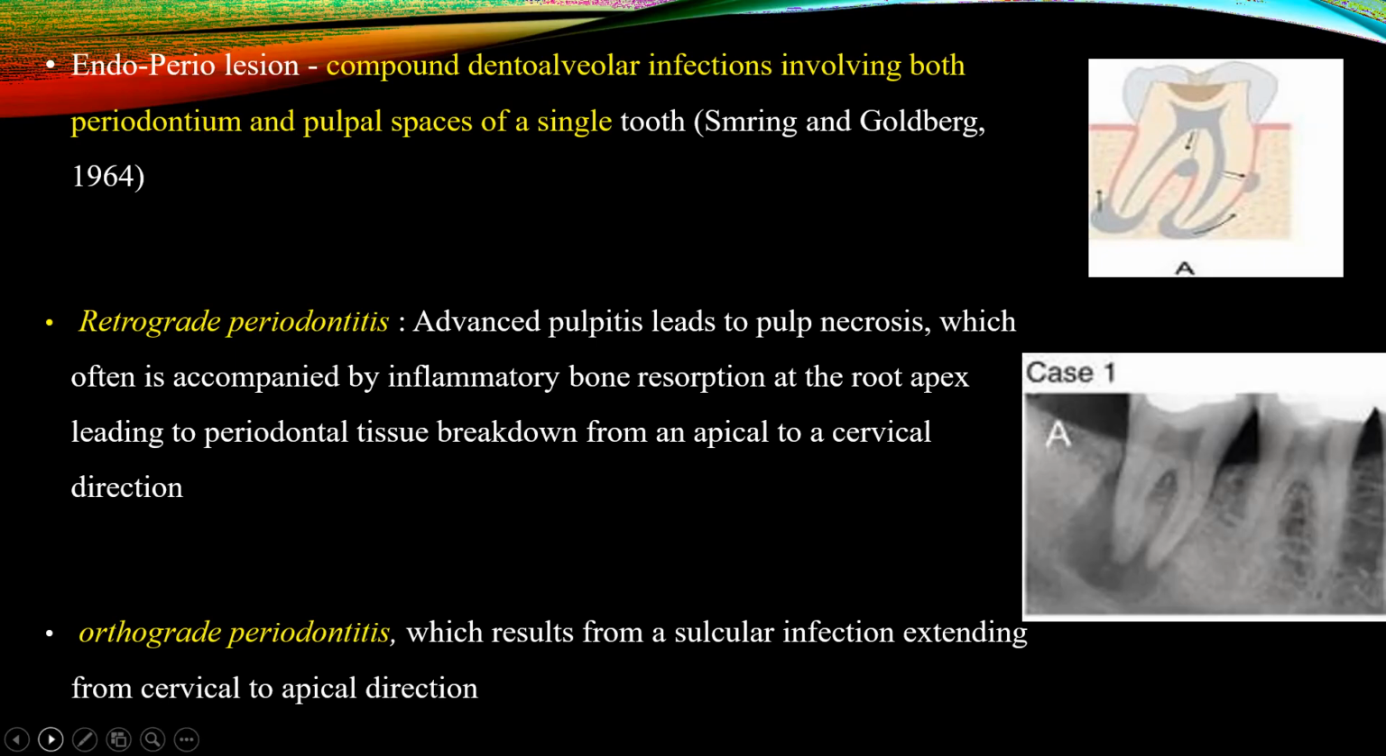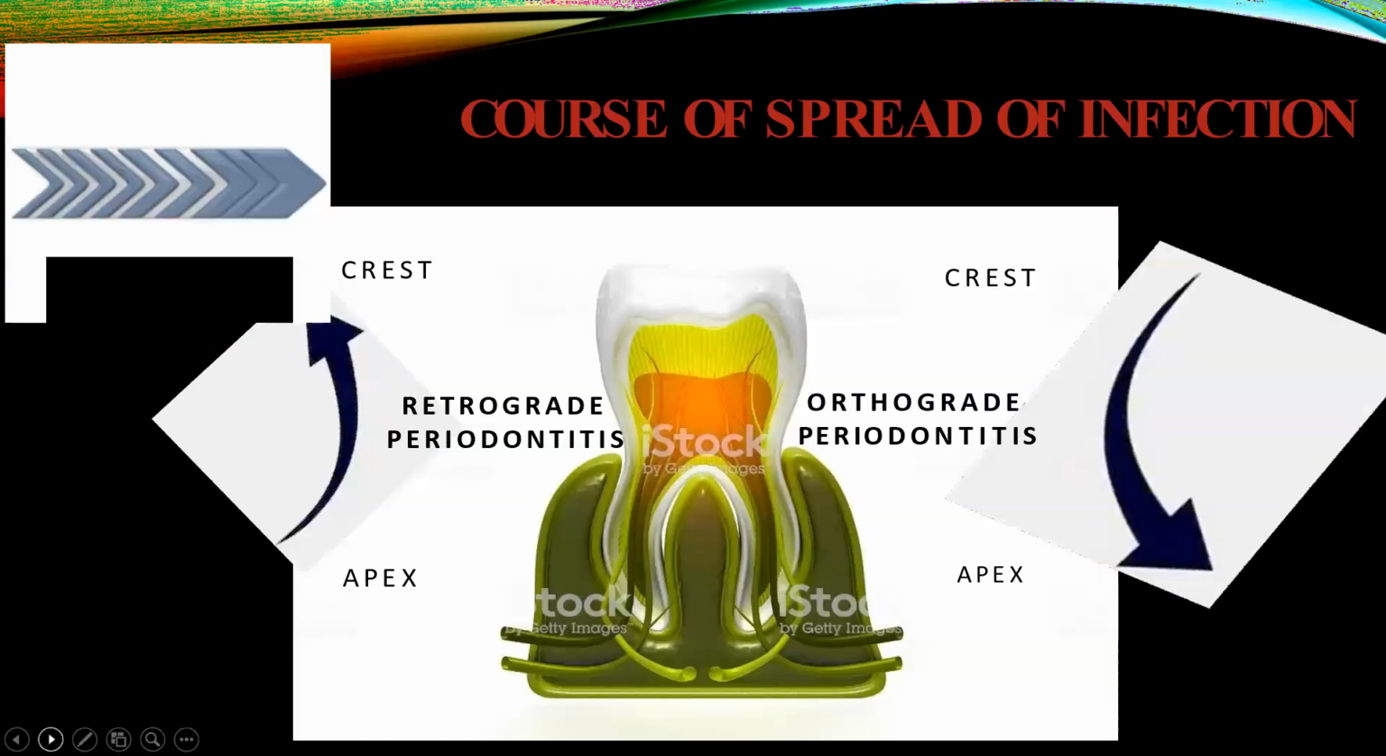Retrograde periodontitis is an advanced pulpitis leading to pulpal necrosis, which is often accompanied by inflammatory bone resorption at the root apex and leads to periodontal tissue breakdown from an apical to cervical direction. So retrograde periodontitis is periodontitis happening from the apical to cervical direction, whereas orthograde periodontitis results from a sulcular infection extending from cervical to apical direction. So retrograde periodontitis occurs from the apex towards the crest, whereas orthograde periodontitis is a sulcular infection extending from the crest to the apex.